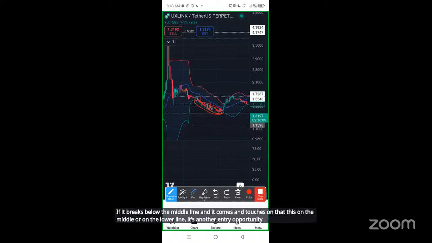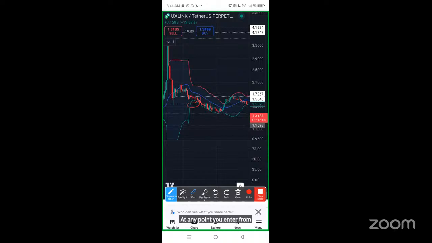Now, depending on where you enter from, if you enter when the market price touches the lower band, any point you enter from, measure the distance between the two lines, between the middle line and then the lower line.